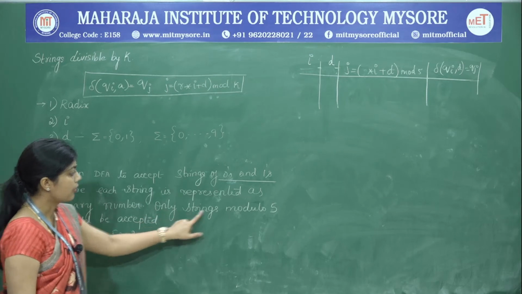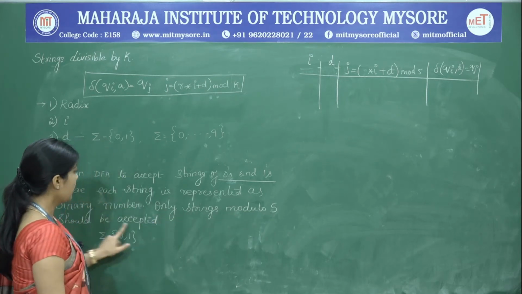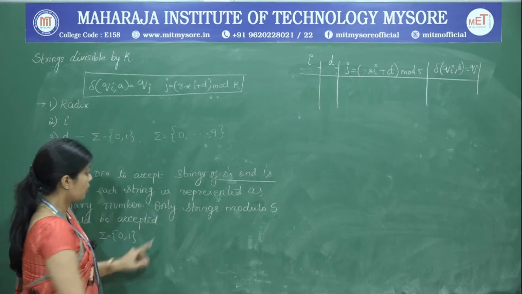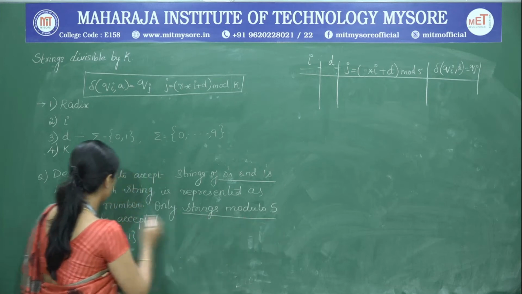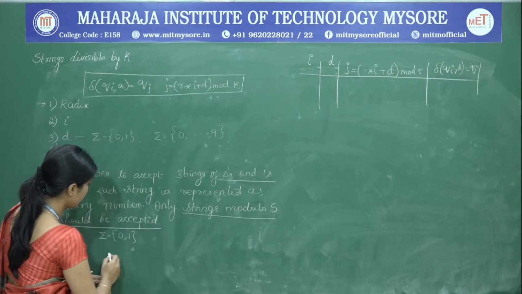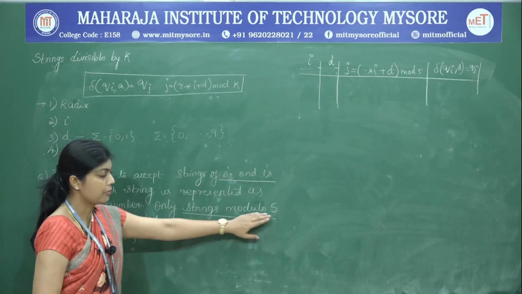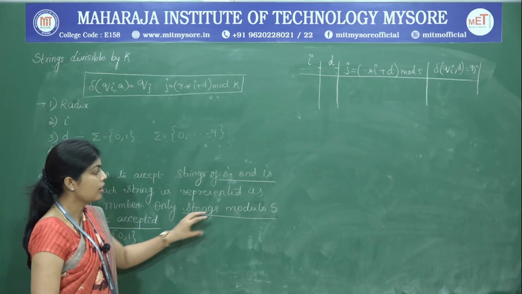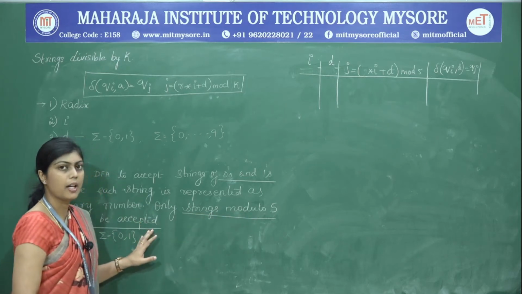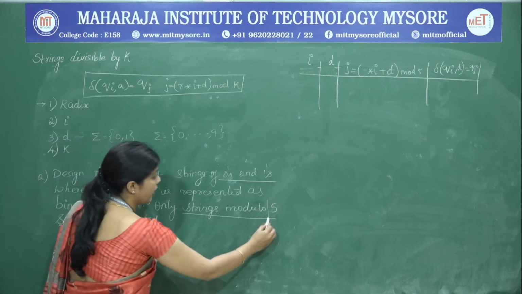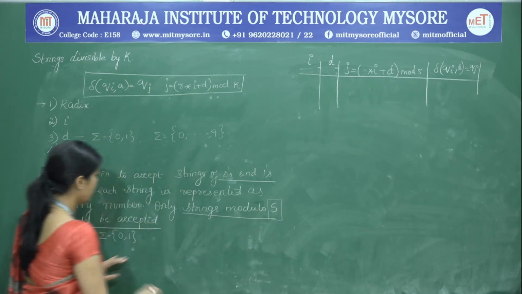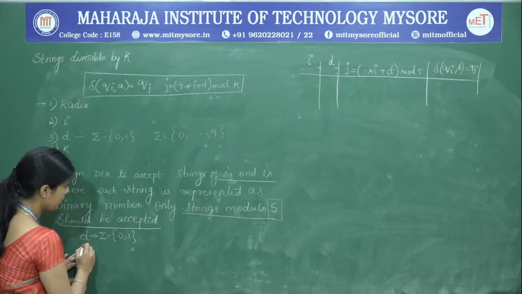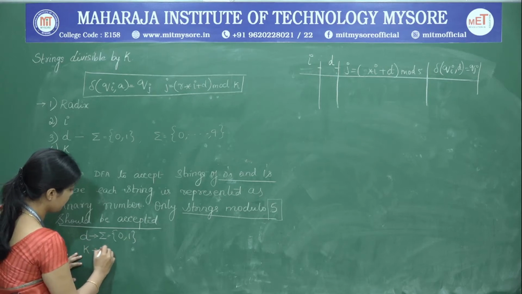Next, only the strings modulo 5 should be accepted. That means when we divide that string by 5, the result has to be a 0. So this is nothing but 0 modulo 5 that has to be accepted. And we also know the value of k here, which is nothing but 5. So we can determine D, which is sigma, and we can also determine the k value, which is 5.